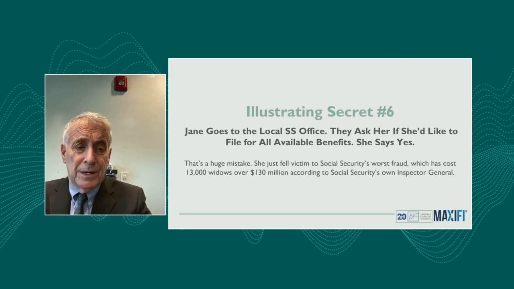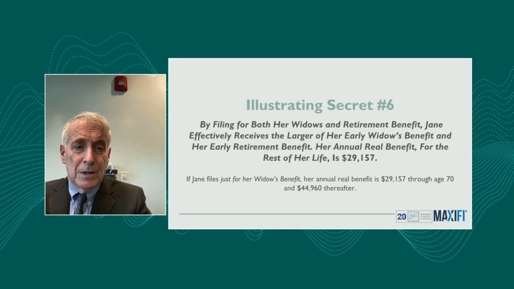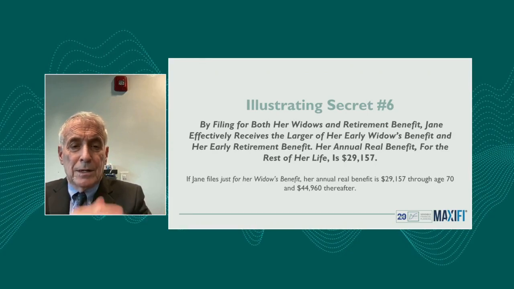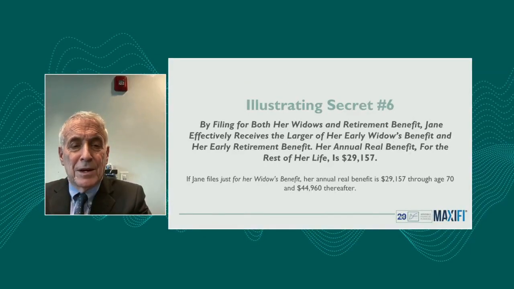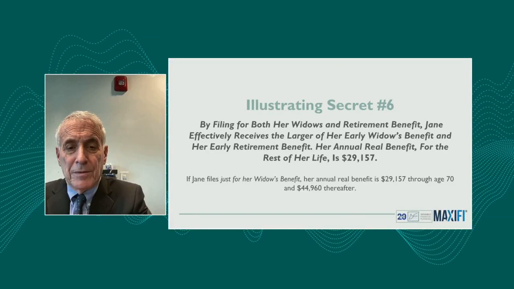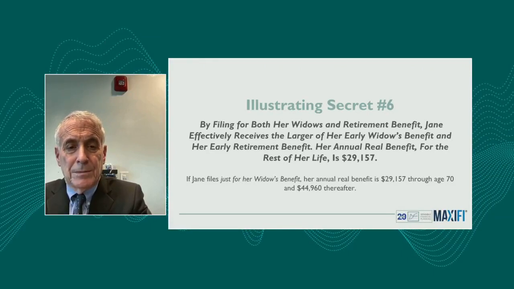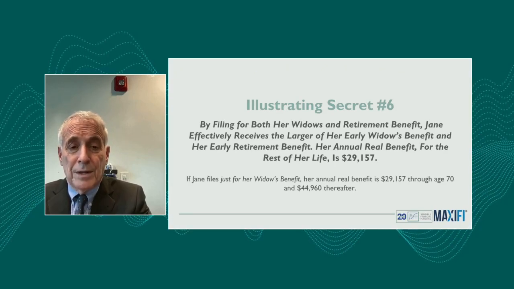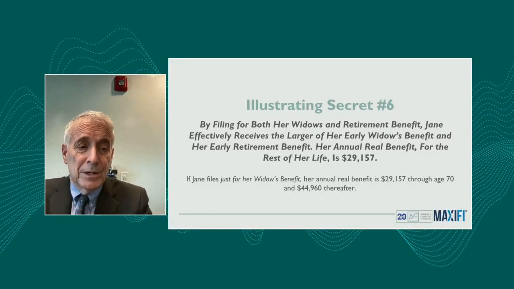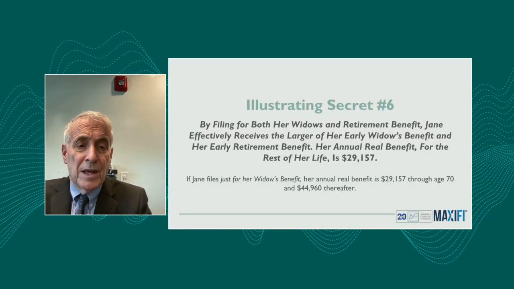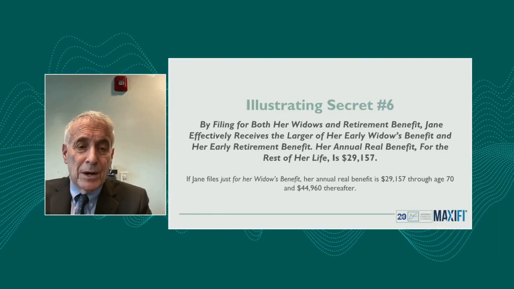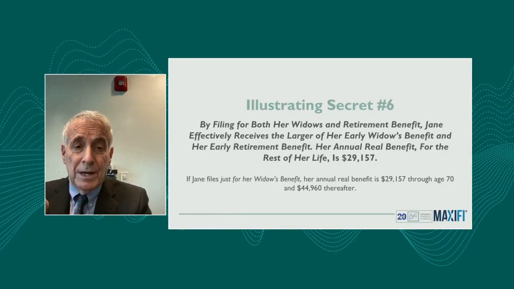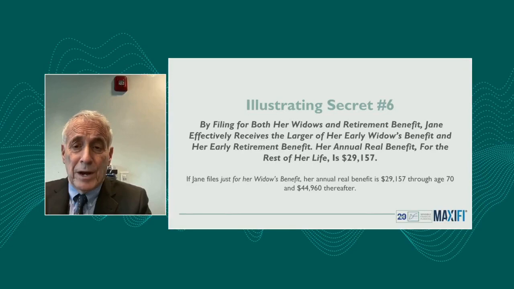Now, let me just indicate how much we're talking about here. By filing, in this case, for both her widow's benefit and retirement benefit at the same time, Jane earns the larger of the two, and the rest of her life she gets $29,157. By just checking this box, she's stuck with $29,157. If she had not checked that box, she would get $29,157 right up through age 70, and then she would get $44,960 thereafter.